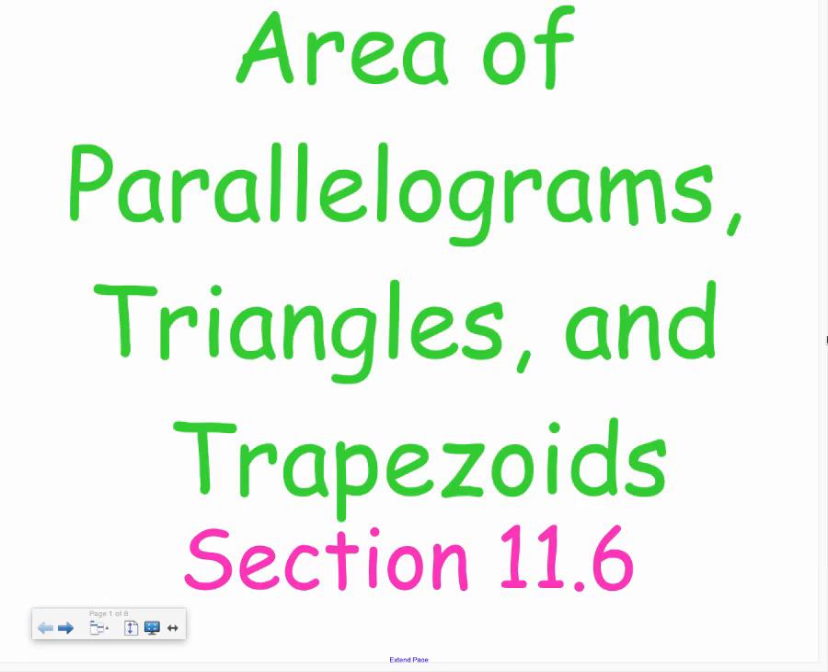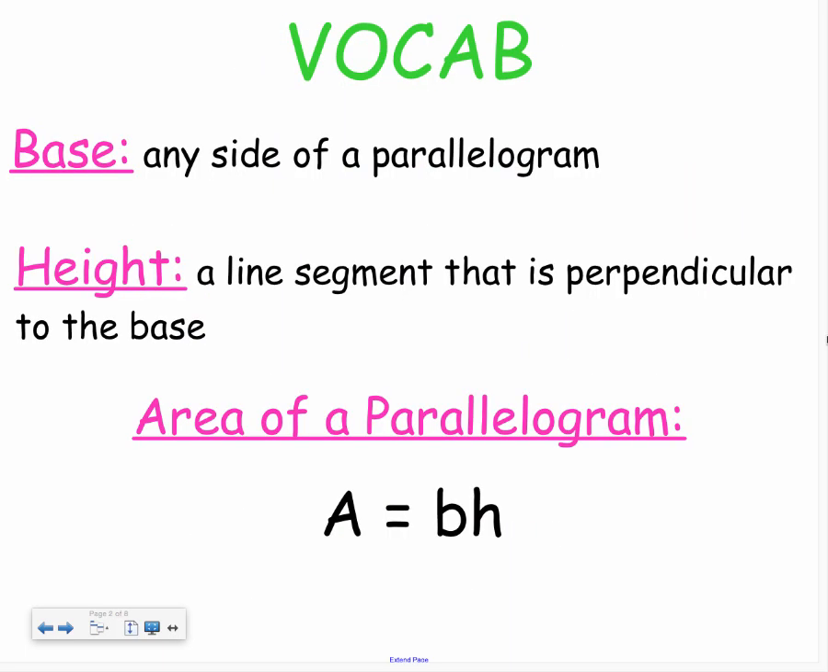Today's lesson focuses on the area of some of our polygons, specifically the parallelogram, the triangle, and the trapezoid. So when we are looking at area, we need two specific measurements. The first is the base. We can pick the base as any side of the parallelogram, and using what we pick as the base, then we can find the height.